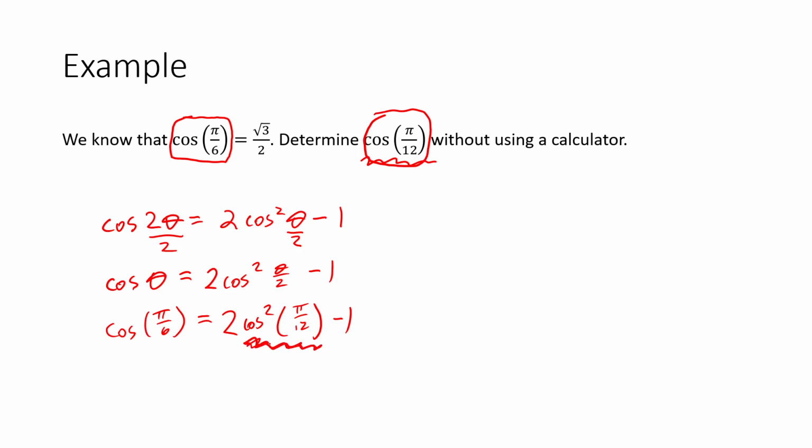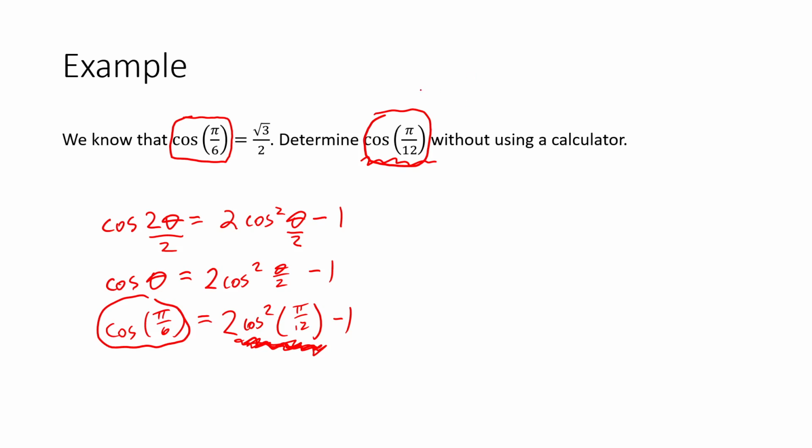You have the pi over 12 right here, the cos of pi over 12. You're going to have to do some work to isolate that, but you're ultimately going to be able to get a value for it, because we know the value of the cos of pi over 6, which is root 3 over 2. So because we know that, we're going to be able to isolate.